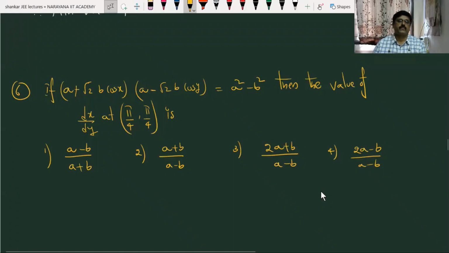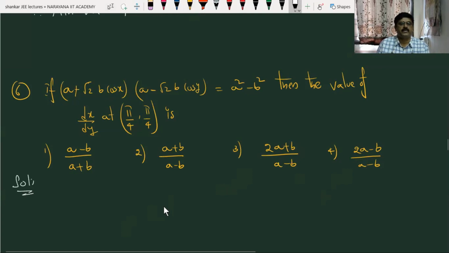Students, next problem. If (a plus root 2 into b cos x) into (a minus root 2 into b cos y) is equal to a square minus b square, then the value of dx by dy at (pi by 4, pi by 4). This is the problem, students. So how to crack this problem?